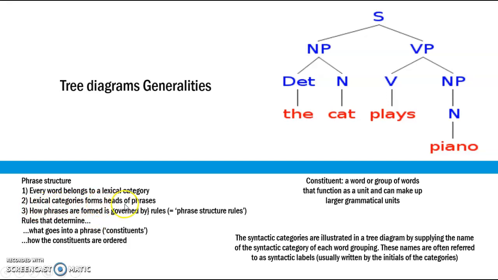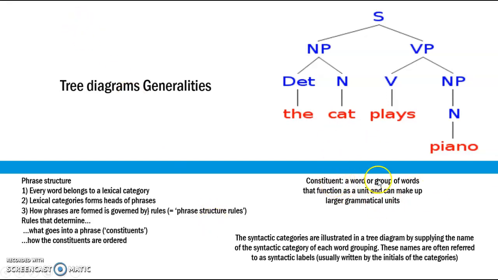And the lexical categories form the heads of phrases. For example, in the noun phrase you can see here, the most important element is the noun, because it gives significance to the phrase. In every phrase, the most important and relevant element is the head. How phrases are formed is governed by rules. So we have phrase rules, which means we have specific formulas for each of the phrases that constitute a sentence.